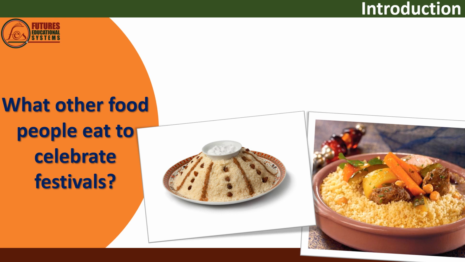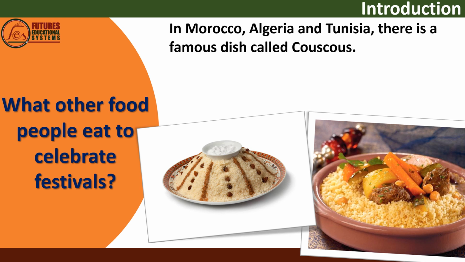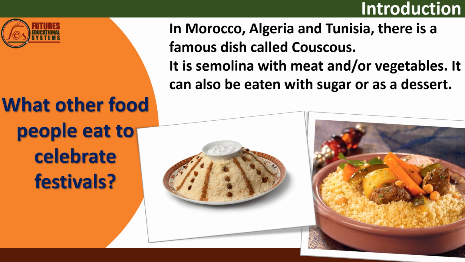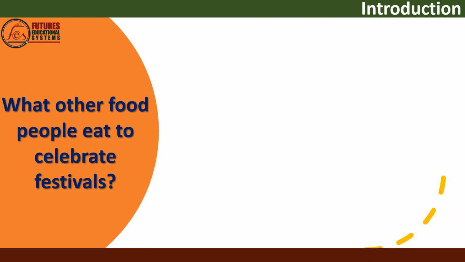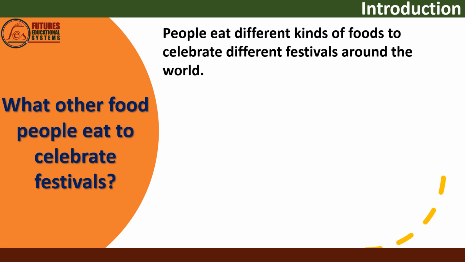Okay, let's see. In Morocco, Algeria, and Tunisia, there is a famous dish called couscous. It is semolina with meat and vegetables, and it can also be eaten with sugar or as a dessert. Do you want to try couscous? So, people eat different kinds of foods to celebrate different festivals around the world.